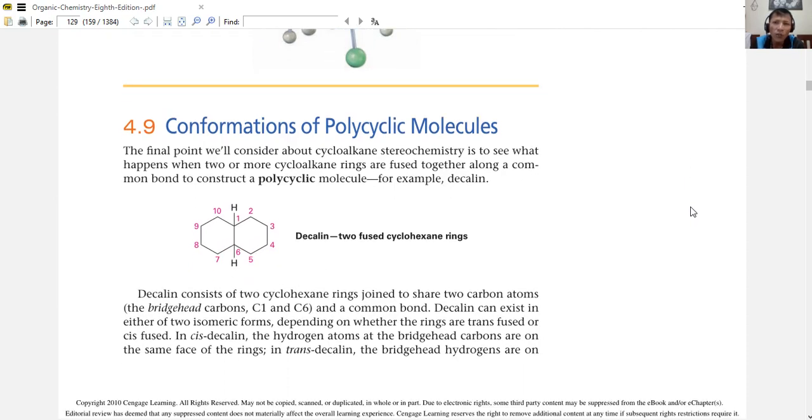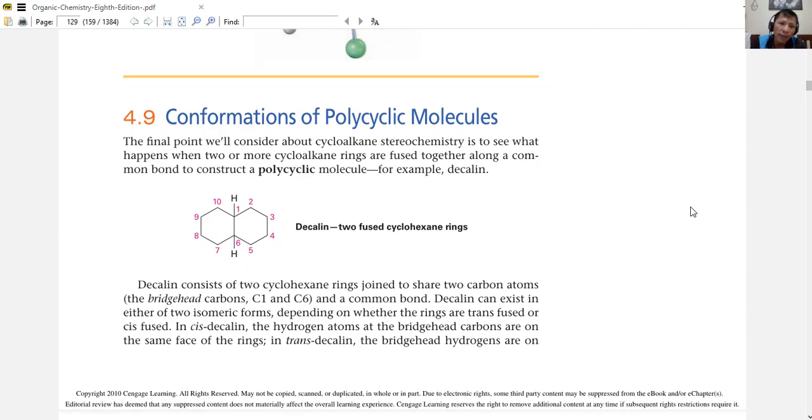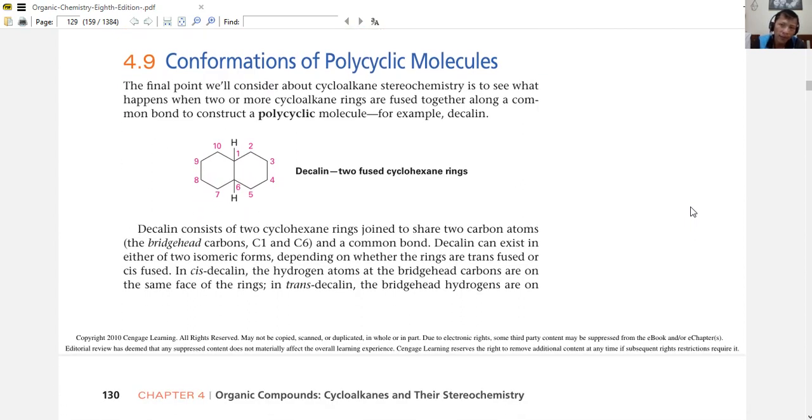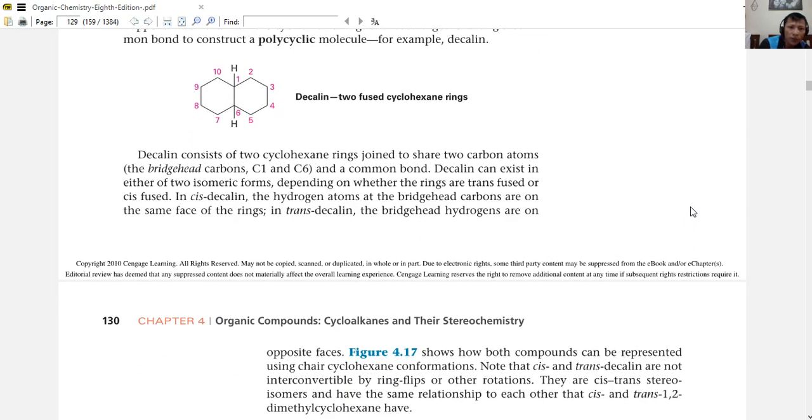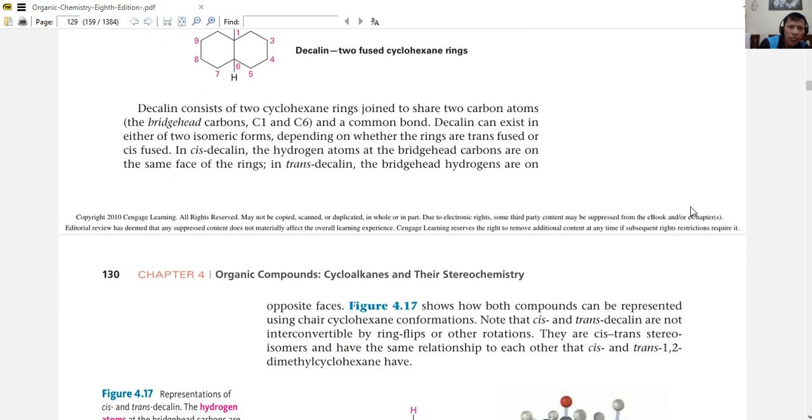And then you have conformation of polycyclic molecules. Polycyclic molecules, of course, have more than six. So it's already been lumped. The final point of the cycloalkane sequence is to see what happens when two or more cycloalkane rings are fused. So there are fused rings, just as the benzene rings are being fused. They are common really. They are fused because they are also stable. While other fused compounds are not stable, the six is stable, so even the fused are common in nature. So we have decalin, two fused rings.